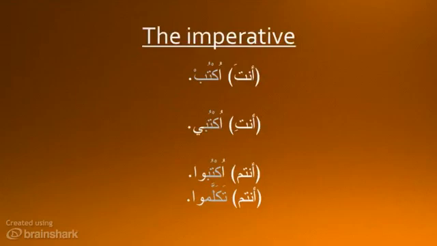You'll learn about the different types of stems later, but I'll just tell you now that the root of takallama does not include the ta. It's kaf, lam, mim. The ta at the beginning is a prefix which gives the verb a slightly different meaning. That's why the prefix is part of the stem and doesn't change with conjugation. These three conjugations of the imperative are not the only ones. There's a list of more in the book.